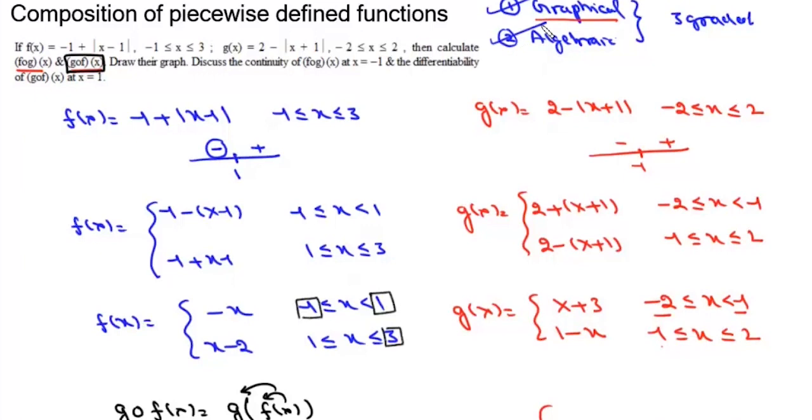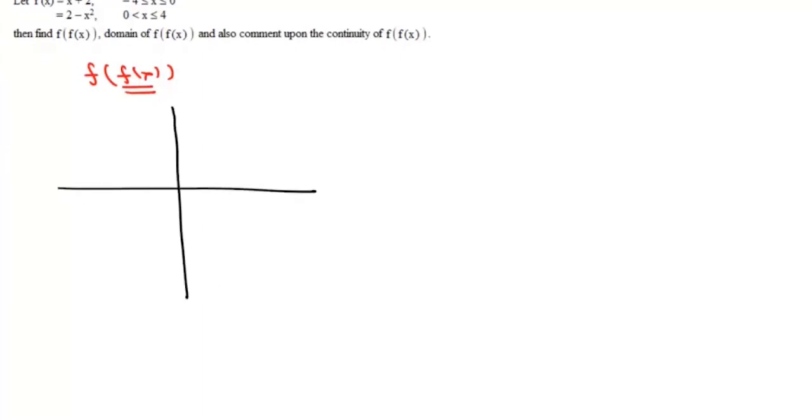Now we'll take up the second example. Here the question is, we are given this function fx, which is x plus 2 when x lies between minus 4 and 0, and 2 minus x square when x lies between 0 and 4. We need to find f of fx, the domain of f of fx, and also we need to comment upon the continuity of f of fx. Now since this is f of fx, first we'll draw the graph of fx. So we have these x's. When x is minus 4, this value is minus 2.